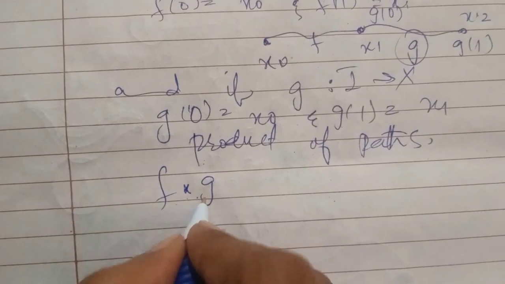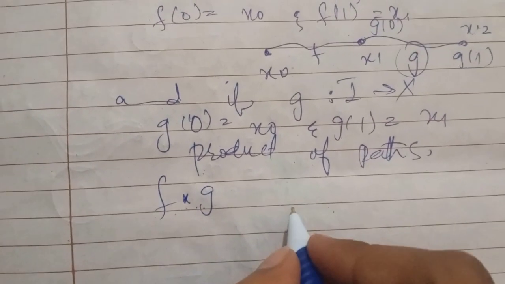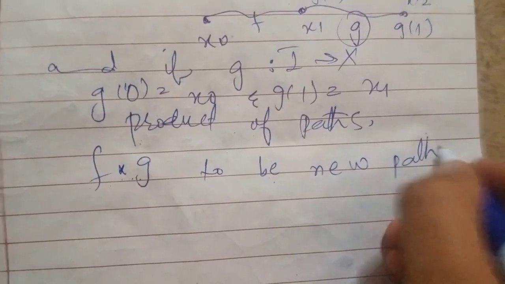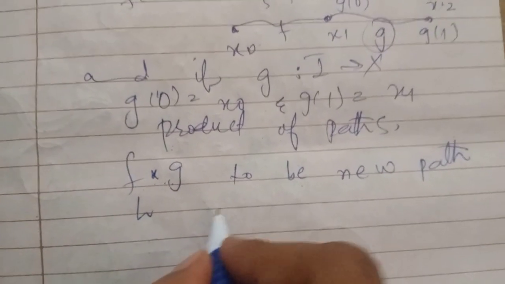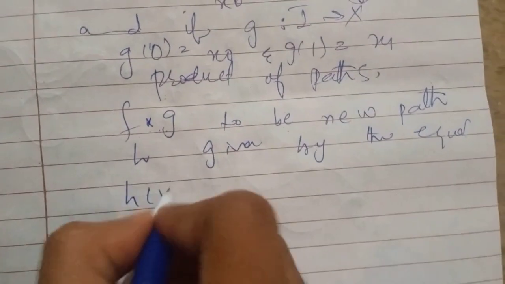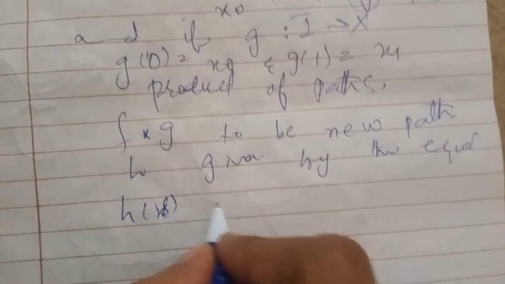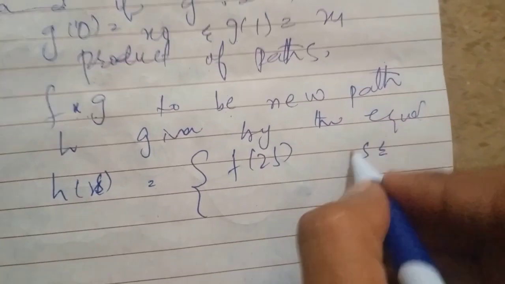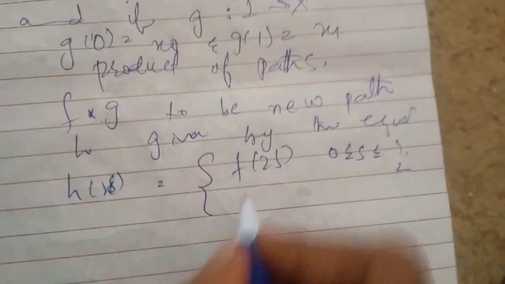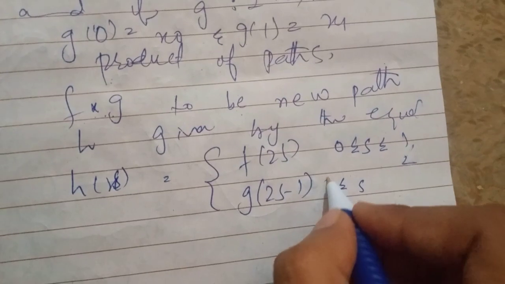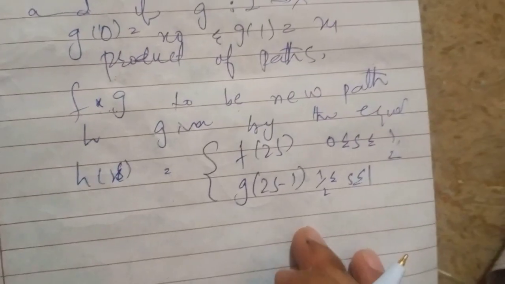f concatenated with g is to be the new path h given by the equations, denoted by h of s. h of s is equal to f of 2s when s is from 0 to half, and g of 2s minus 1 when s is in between half and 1.